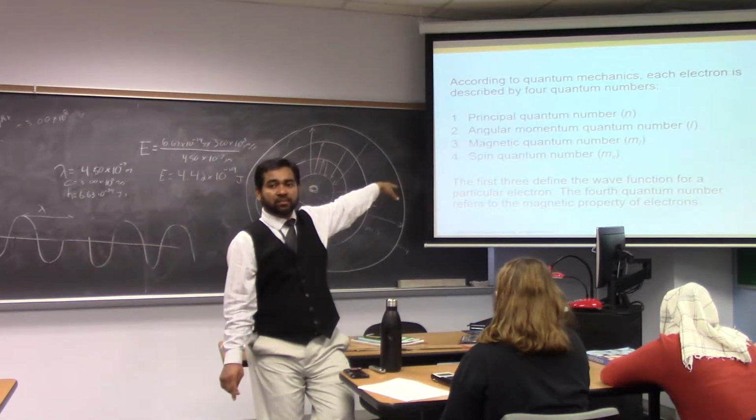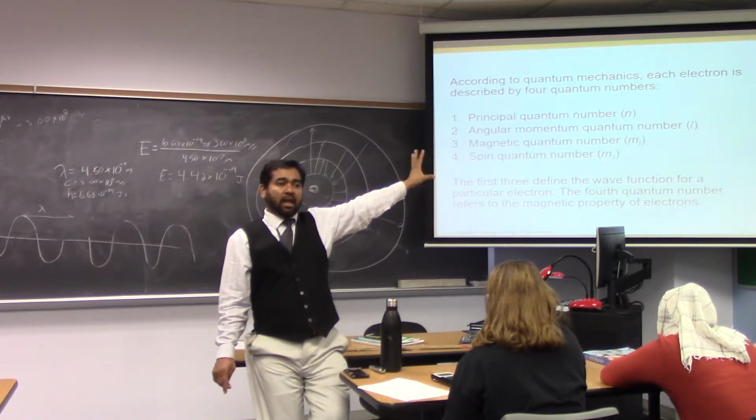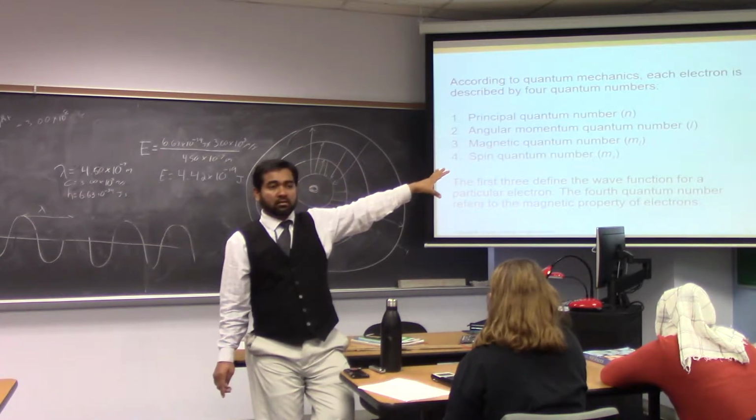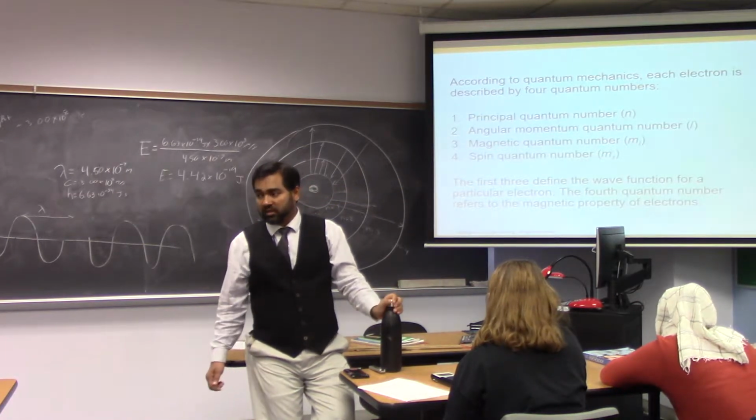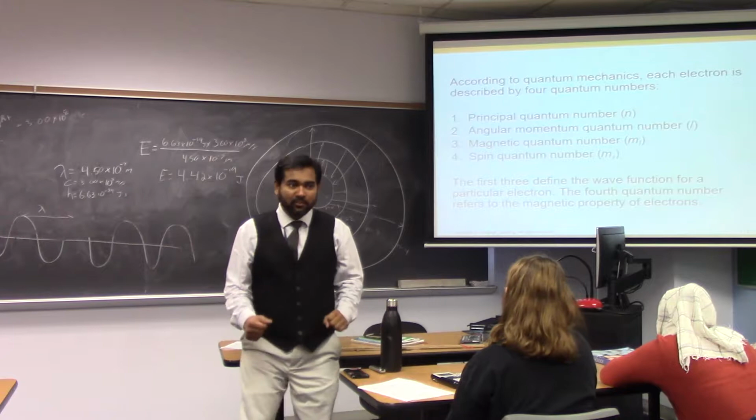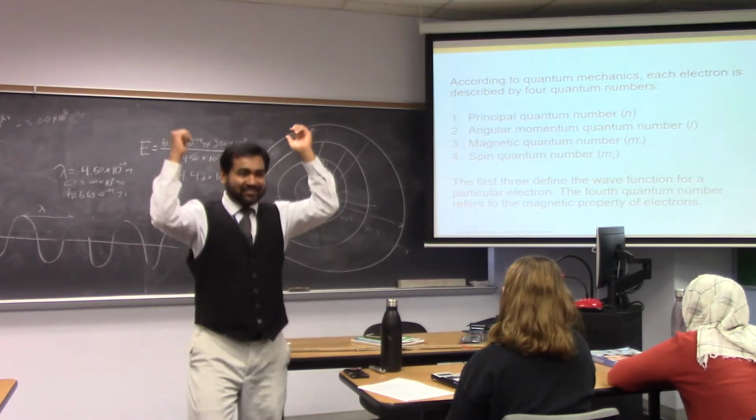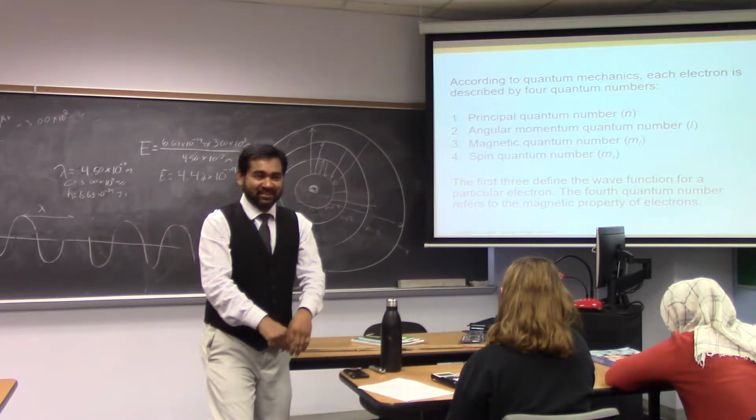Let's put the analogy in here. The first one is the principal quantum number. It says how energetic the electron is. Remember, you jump up or jump down, it tells everything.